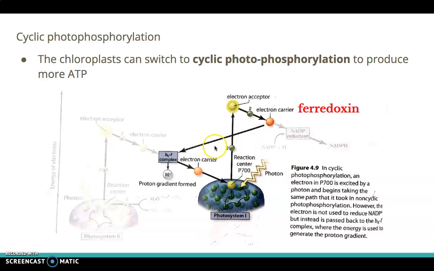So when it brings it right back to the B6F complex, it basically allows for more hydrogen ions to be pumped into the lumen of the cell, which will then go through the ATP synthase in order to create more ATP in the stroma. And then from here, the B6F complex will take that electron back into photosystem 1, and again, that cycle continues. So the cell is able to turn this process on and off to go either into a cyclic photophosphorylation, or it can turn it back into a non-cyclic where it goes through the whole process using photosystem 2 and photosystem 1.